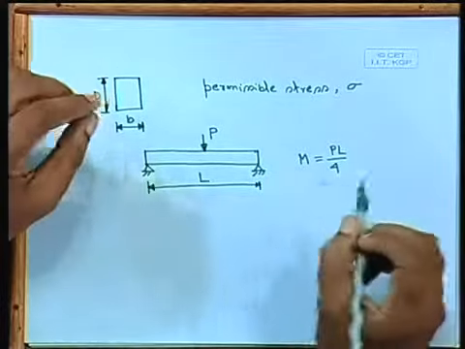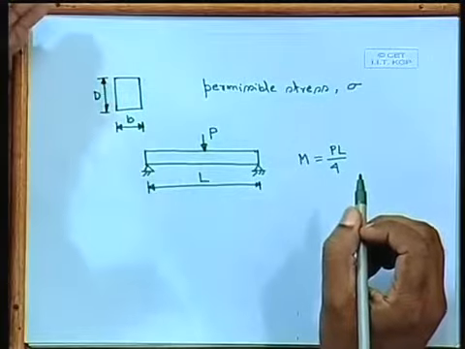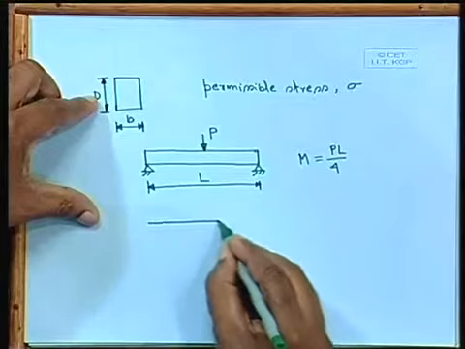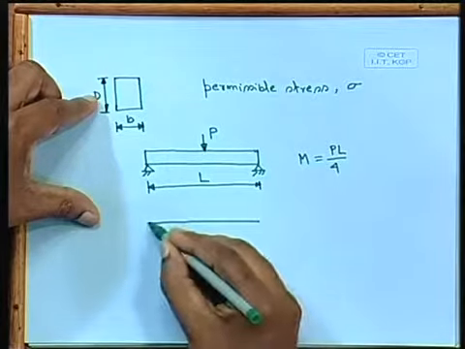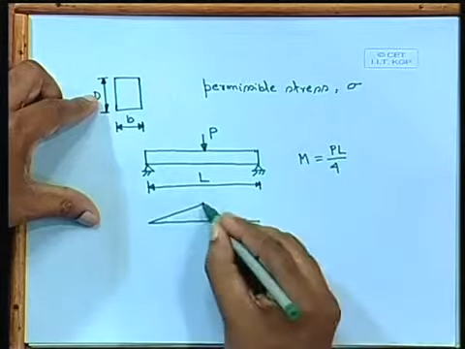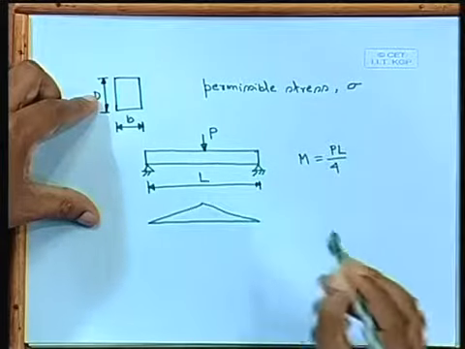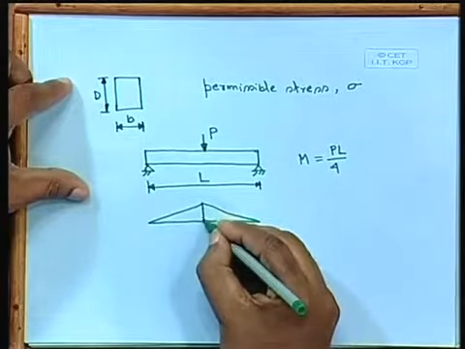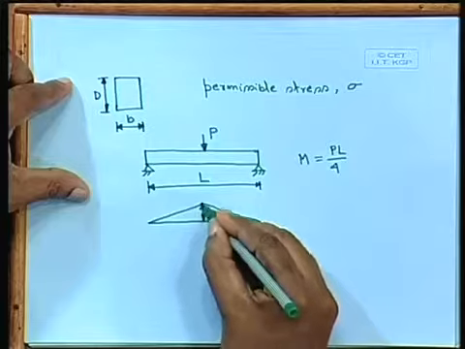So what we would like to find out, let us go a little more specific, that will elaborate. The bending moment diagram will be like that. So this is your PL by 4.